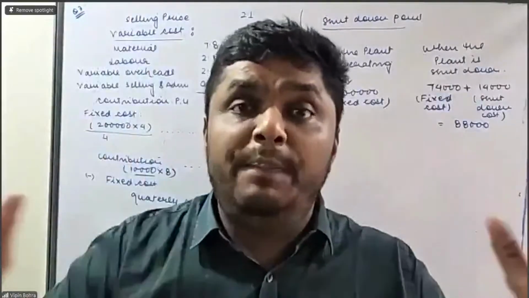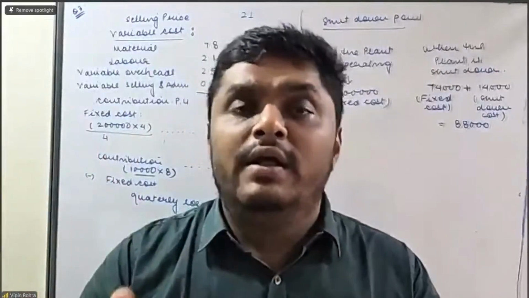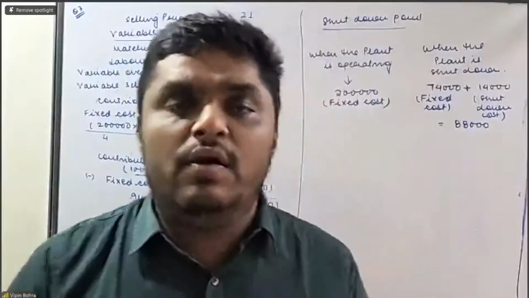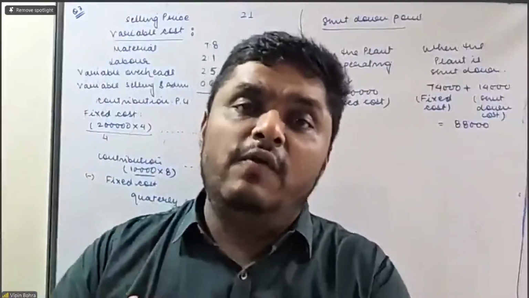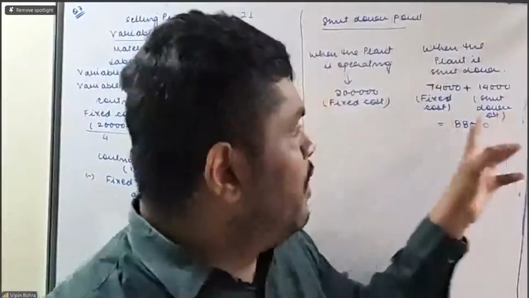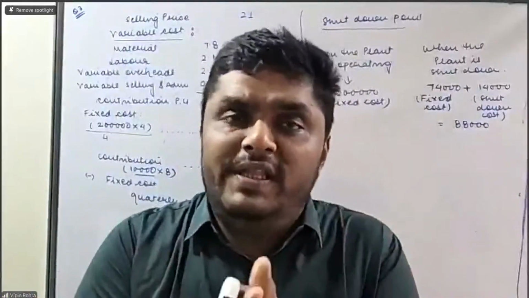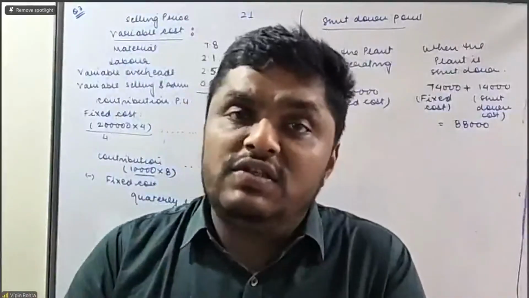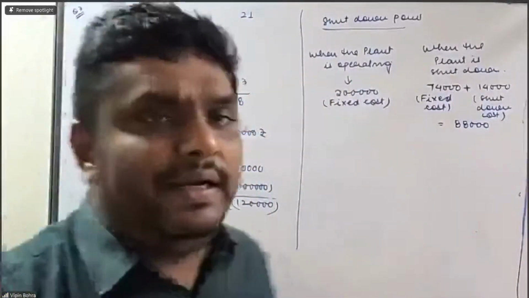Shutdown means not permanent. If in a particular quarter there is a slack season or off season, let's say the rainy season is the off season, then instead of operating, it is better to shut down. Our fixed cost can be reduced to 88,000. 74,000 will be the fixed cost and the additional cost of shutdown will be 14,000. So the fixed cost can be reduced to 88,000.